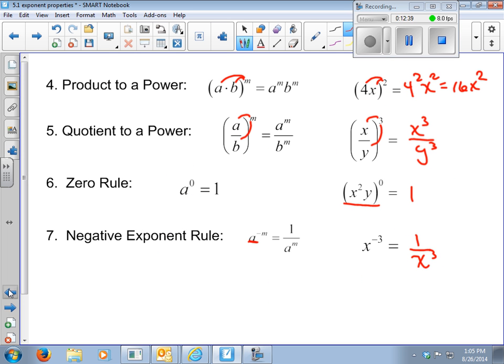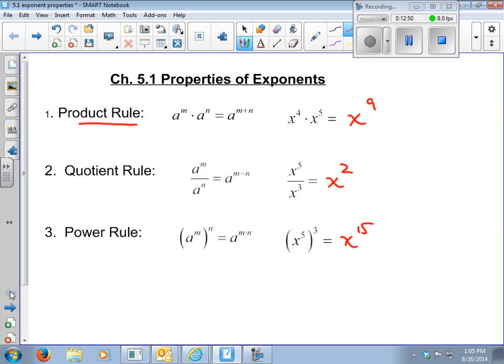We'll be seeing them again in chapter 6, where we'll be looking at these same things but raised to fractional powers. You do need to remember them. You can't use your notebooks for this quiz, remember, so you have to remember all of these properties. Make sure you have them down. You'll be able to practice them quite often throughout the chapter.